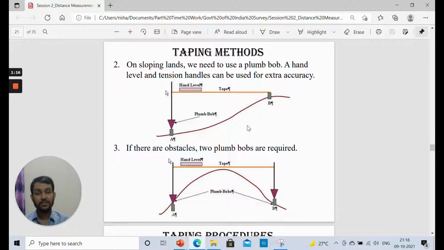Last thing, if there are obstacles on both sides, meaning if it is a case of a hill and we are trying to find the distance from one end to the other end, firstly we will locate station A with the help of a plumb bob, and then we will locate station B the same way with a plumb bob. Plumb bobs will be required on both sides because from one end you can't even see the second end.